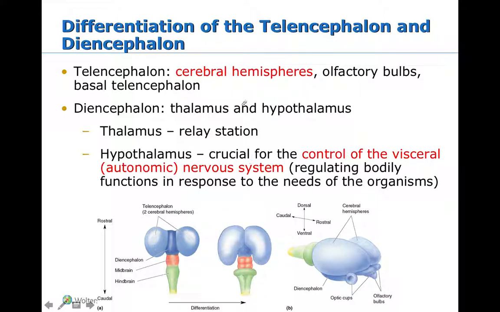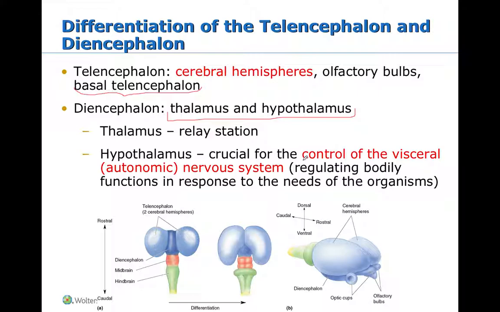So the telencephalon are cerebral hemispheres, the olfactory bulbs, and the basal telencephalon. And the diencephalon is composed of the thalamus and the hypothalamus. The thalamus is a sensory relay station for all the senses except for one, that's olfaction, or your sense of smell. Now, you do have nuclei that lie within the thalamus that do convey information about smell, but it's not critical for smell information to go in through the thalamus before it goes to the primary cortices.